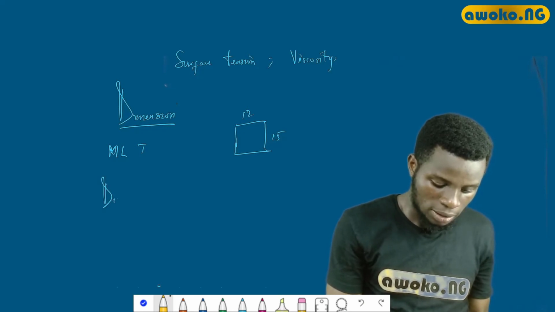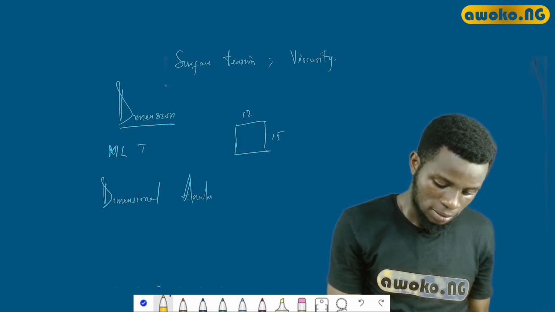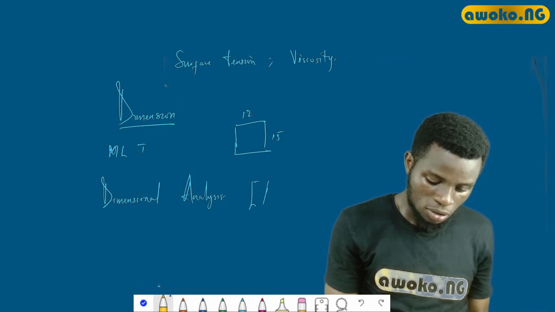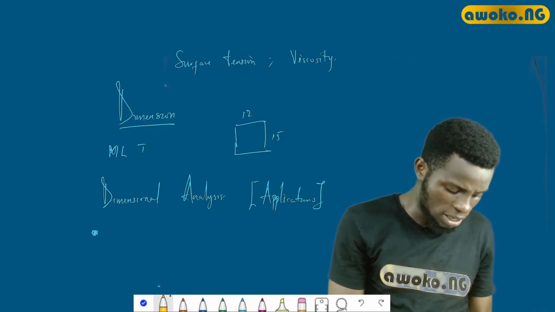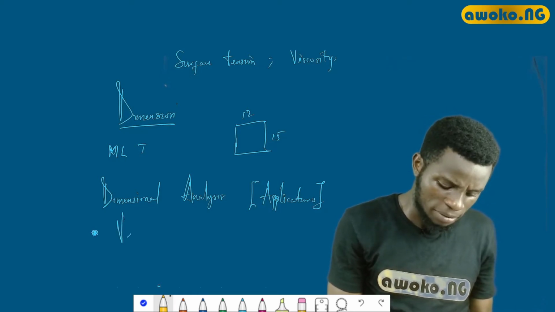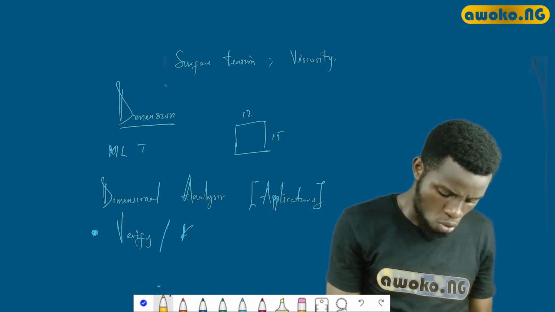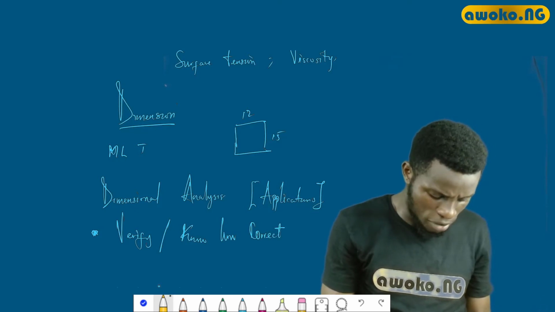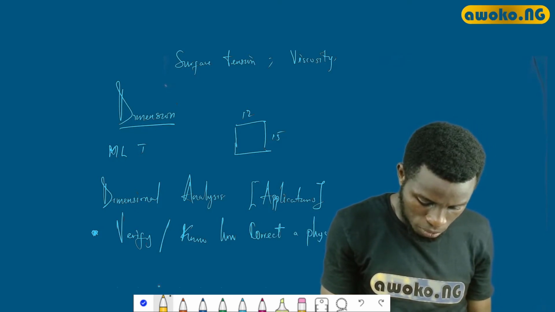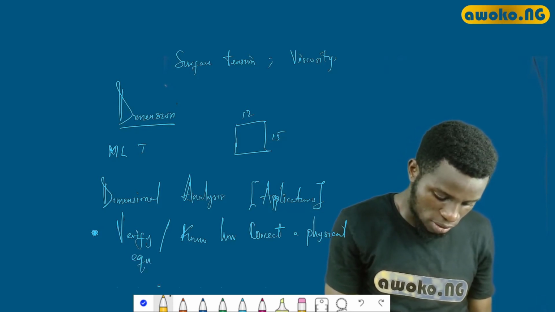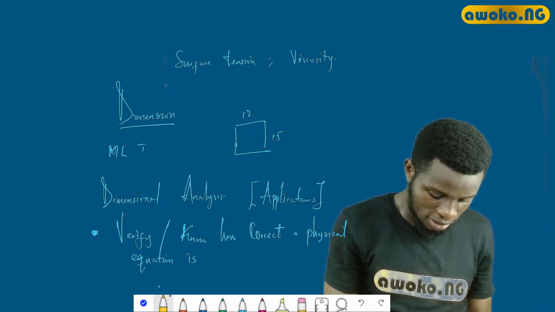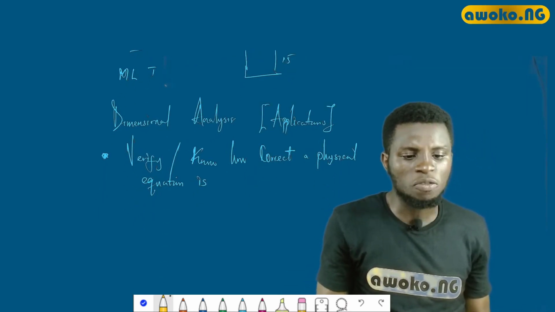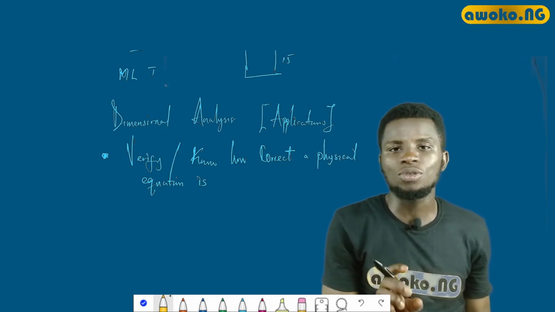So we've discussed dimensional analysis. Okay, so let us look at the applications. The first application is that it helps us to verify or to know how correct a physical equation is. Dimensional analysis helps us to verify or know how correct a physical equation is.